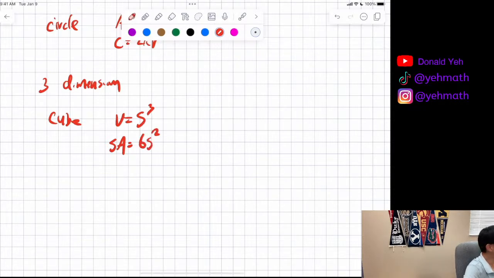6x squared. Good. If you have problem memorizing that, just think about dice. A dice has 6 sides.